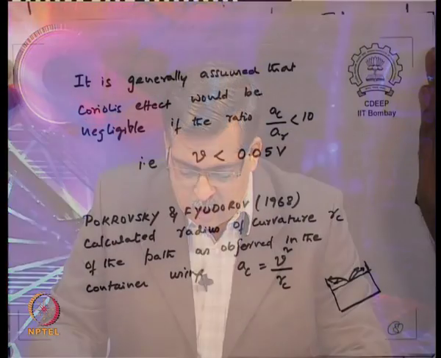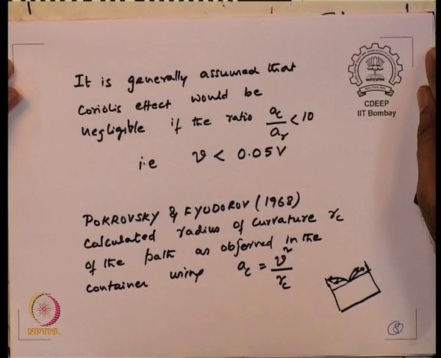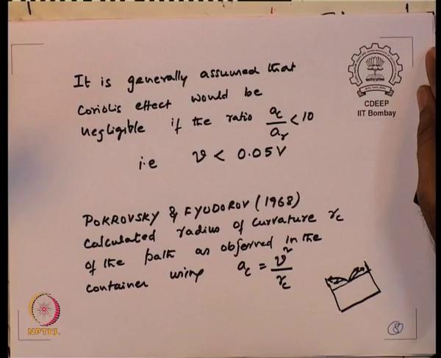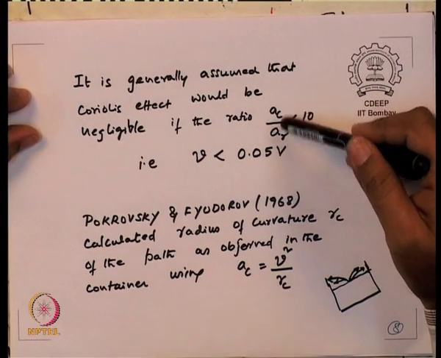And then capital V is nothing but the model velocity, the velocity with which the model is rotating. If you analyze this further, it is generally said that if the percentage error due to Coriolis effect, AC by AR, is less than 10%, then what it actually means is that the Coriolis effect can be neglected.